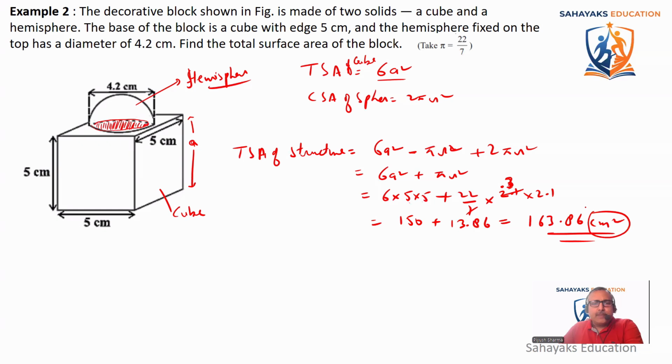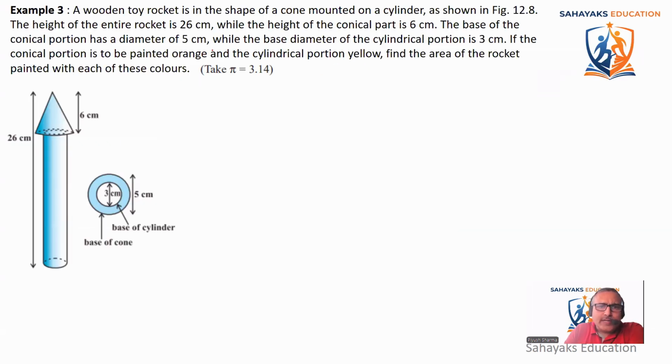It is pretty important. Okay, so coming to this question, it says a wooden toy rocket is in the shape of a cone mounted on a cylinder, as shown in the figure 12.8. The height of the entire rocket is 26 centimeter, while the height of the conical part is 6. The rest of the part, from here till down, is 20 centimeter. That means the height of the cylinder is 20 centimeter.